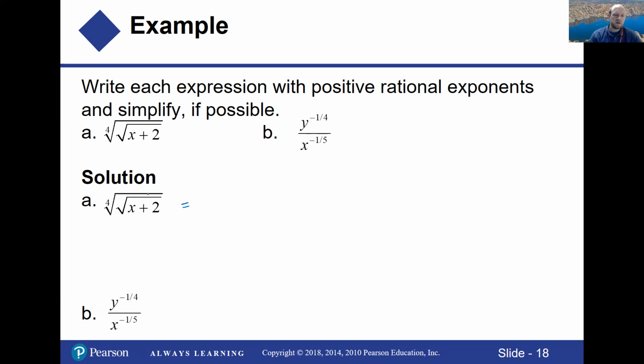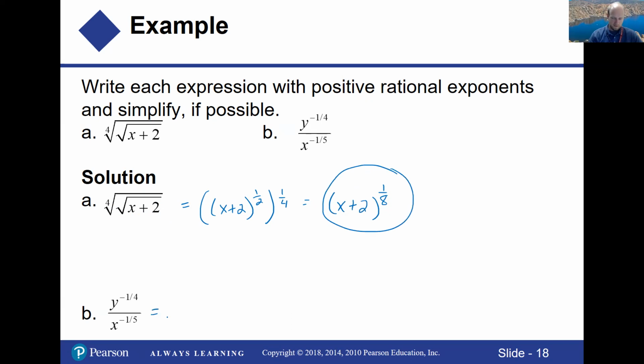So I have the 4th root of the square root of x plus 2. And what I do there is I basically work my way from the inside out. So I'm going to say this is x plus 2 to the 1/2 to the 1/4. And basically what I do is then I'm going to distribute the 1/4 into the 1/2. So I have x plus 2, 1/2 times 1/4 is 1/8.